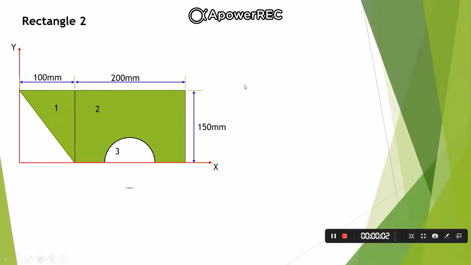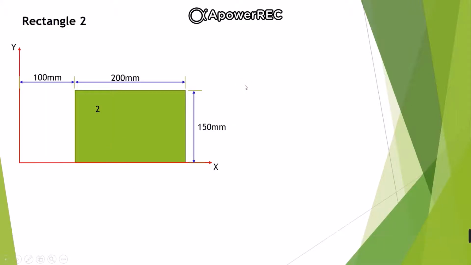The second one is the rectangle. So here we need to remove the triangle as well as the semicircle. So I am removing the triangle as well as the semicircle. Now we have only a rectangle. Now how will you locate the center of this rectangle? It will be exactly at the center of the rectangle, right? So G2 denotes the centroid of the rectangular section, and that will be at a distance of 200 by 2, that is 100, from the left end of the rectangular section, right?